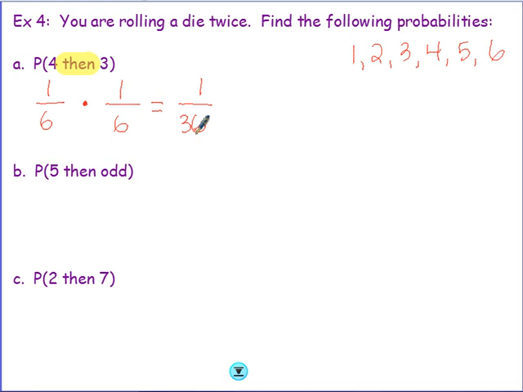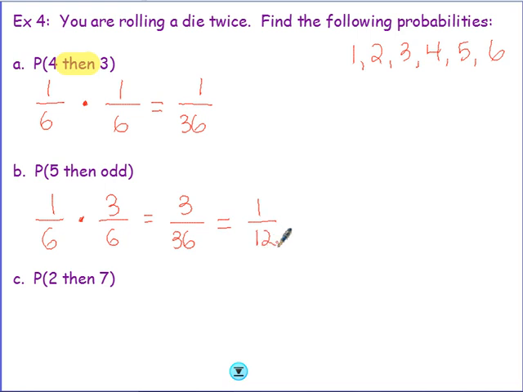Let's look at the next one. Probability of 5. So there's only 1 5 out of 6 numbers. Probability of an odd. Well, odds are 1, 3, and 5. So there are 3 of them out of 6. And we're still multiplying because it's still then. The tops are 3. The bottoms are 36. These are both divisible by 3. So we get 1 over 12.